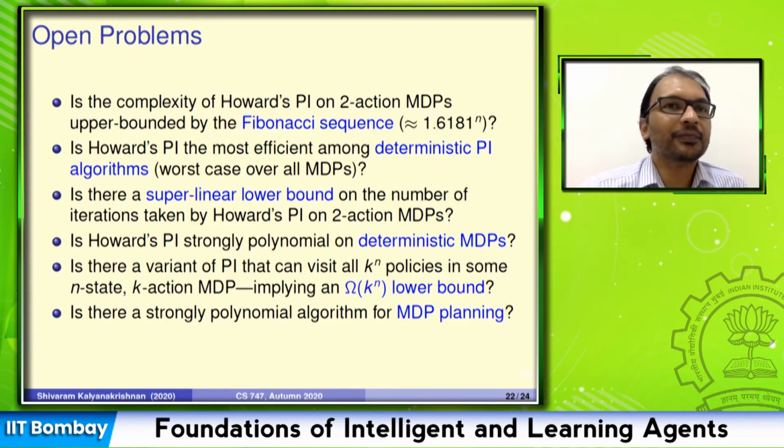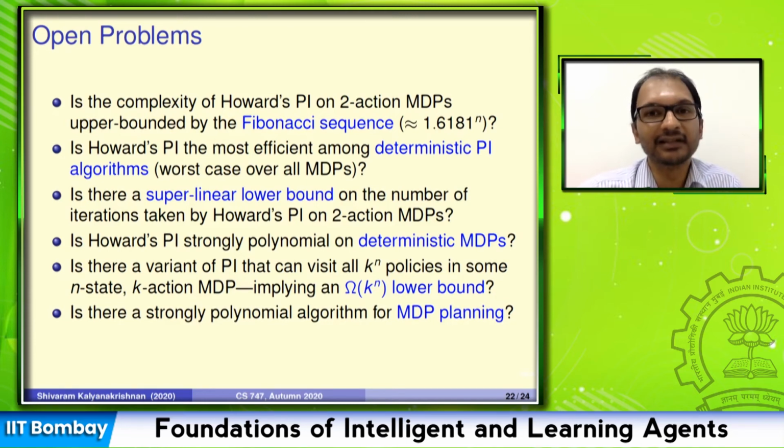We are fairly convinced, I am fairly convinced, and I am willing to conjecture that Howard's policy iteration on two-action MDPs should not take more than 1.61-something to the n iterations to finish. The bound we have right now is 2 to the n divided by n.